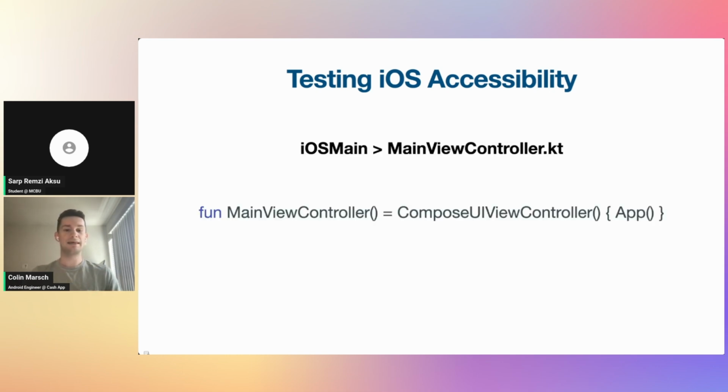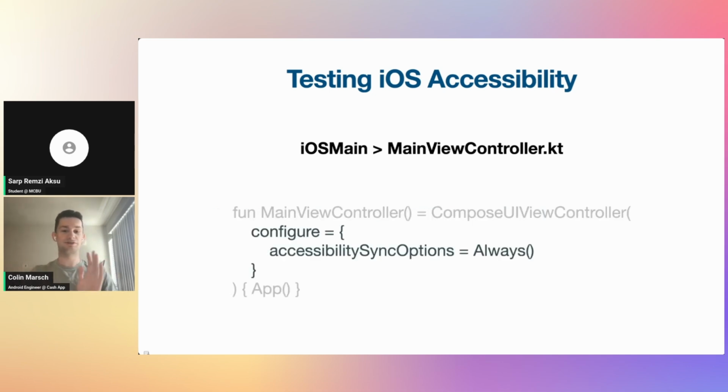If you create your Kotlin multi-platform project using the plugin in Android Studio by JetBrains, just called Kotlin multi-platform, you'll get an iOS main module with a main view controller Kotlin class that has pretty much just one line in it, which is a declaration of the main view controller that corresponds with this Compose UI view controller. So this is just the entry point into the Compose UI of your app on the iOS side. But what's interesting here for our case is this configuration option called Accessibility Sync Options Always.